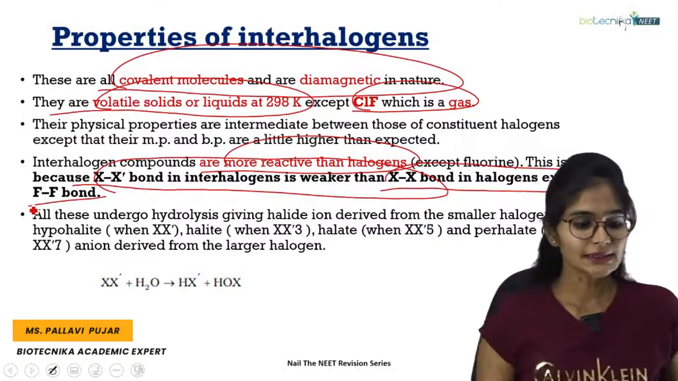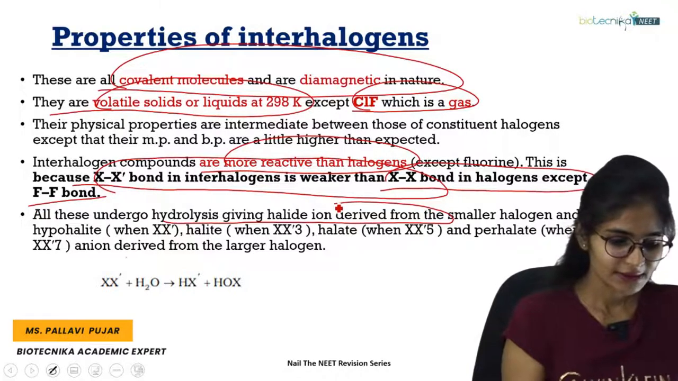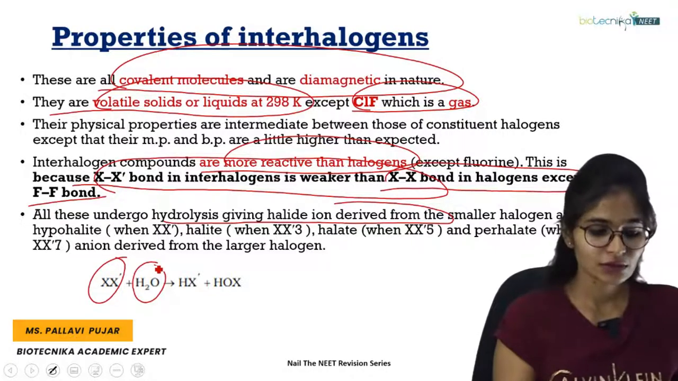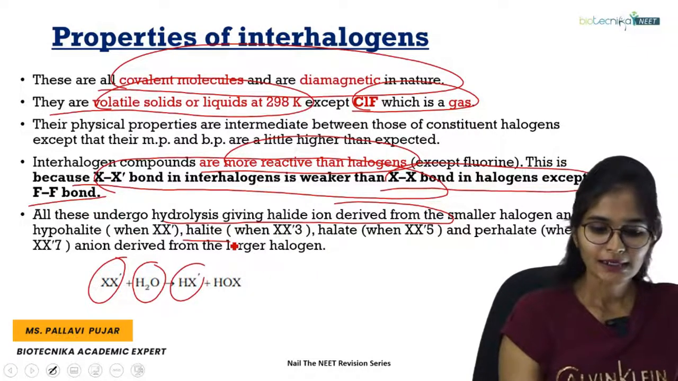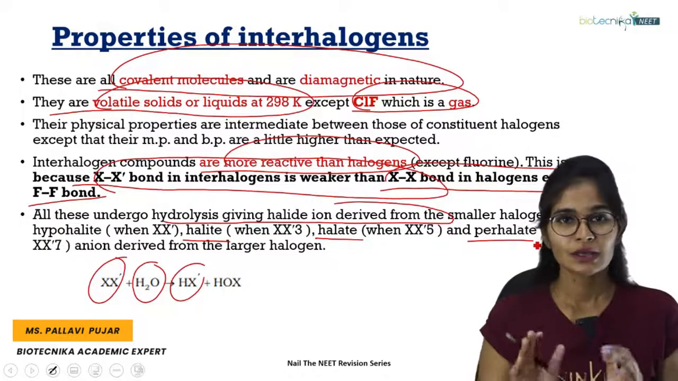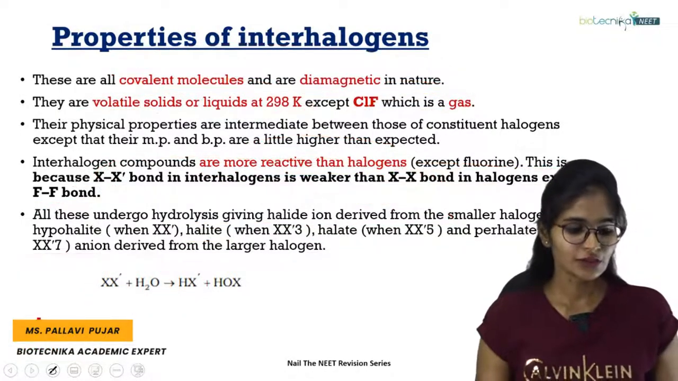All of these undergo hydrolysis, giving me halide ions. So this is what you can see: XX' is an interhalogen compound, and water is what you use for the hydrolysis reaction. It gives hypohalite, halite, halate and perhalate type of products whenever it undergoes hydrolysis. So these are the main properties of interhalogen compounds.